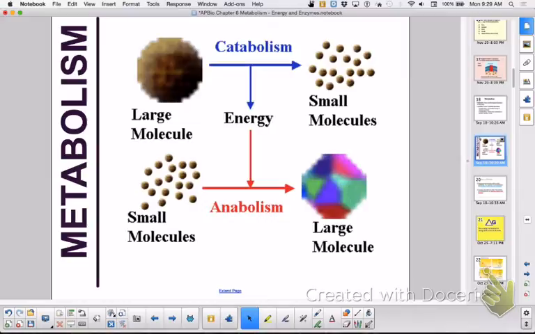Anabolism or anabolic pathways consume energy to build complicated molecules from simpler ones. To build complicated molecules from simpler ones.